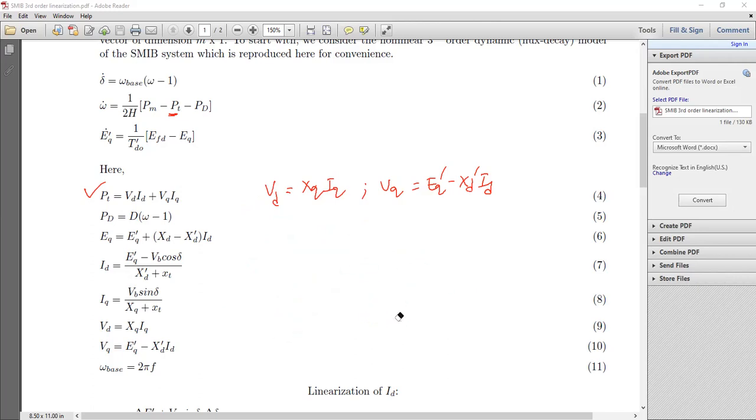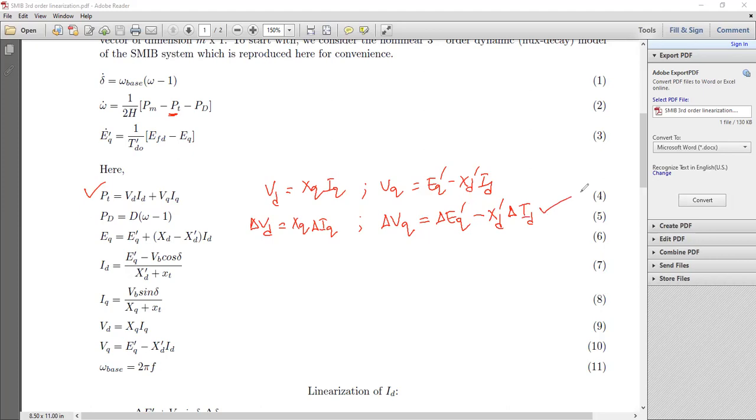So this is in the linearized form already. So del VD is XQ del IQ. If we apply the same logic, we can also get something on the right hand side. What would be EQ dash? Del EQ dash, because it is a state variable. So it would only be del EQ dash. XD dash is a constant, a system parameter. It would remain as it is, and simply ID would become XD dash del ID.